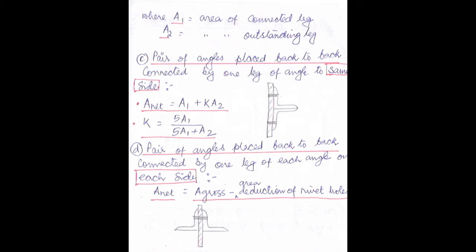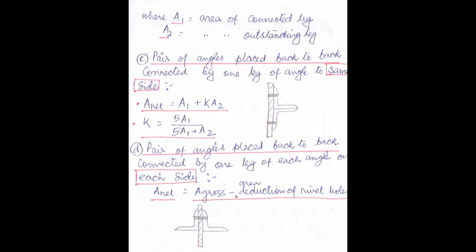And see now the configuration over here. Here the two angles are attached by their one leg only, but they are on the same side. In this case the A net is equal to A1 plus K A2, just like the previous one, but here the constant K can be found by 5A1 divided by (5A1 plus A2). So this is the third case.